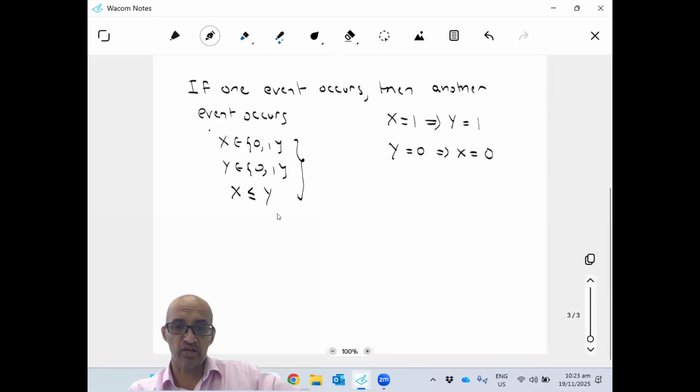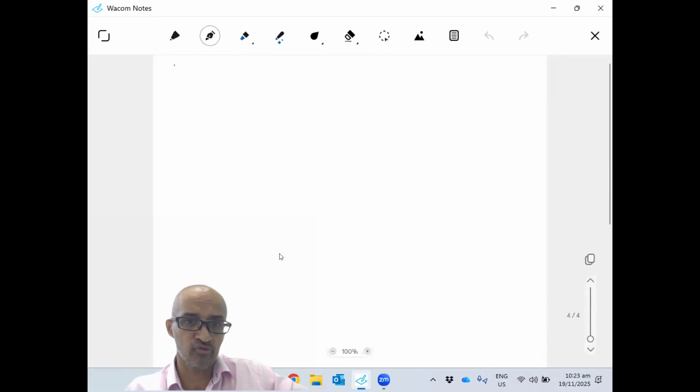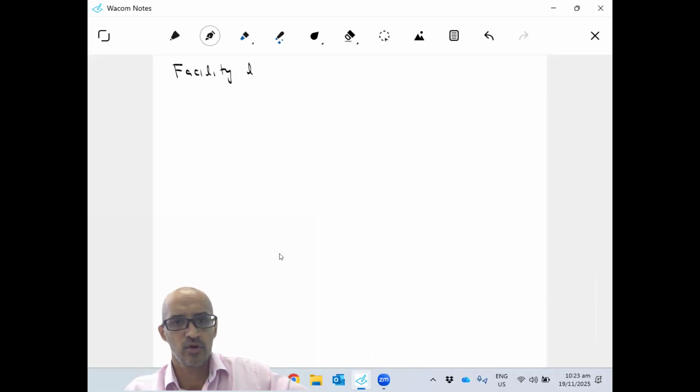So I'll show you an example of how you can use this. Is that clear? And you can do basically many such logical implications with binary variables and linear constraints. So here's one class of problems, what are called facility location. And we will look at a version of this problem.